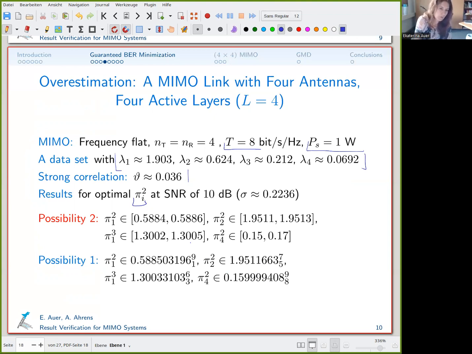For possibility 2, that means if we use global optimization directly, it's not so obvious, but actually if we solve the system of non-linear equations directly, then we see that we can get much tighter intervals for our coefficients, in this case.